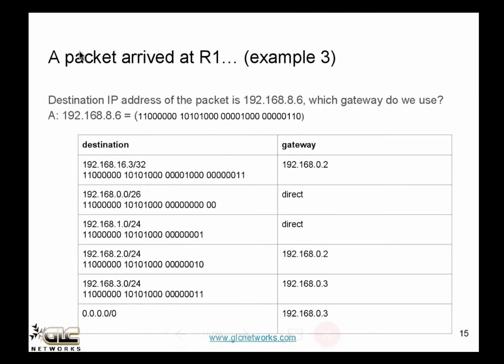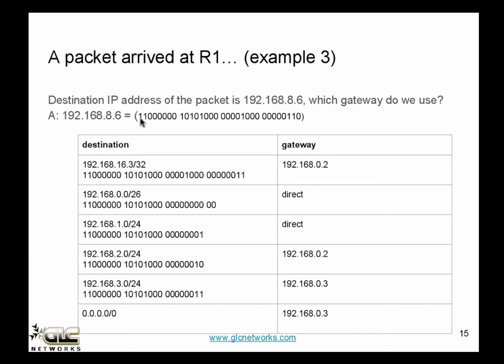Okay, so as you can see, a packet arrives at router 1. Because a router is a computer, right? The way they work is they are always thinking in binary. Whenever a packet comes in, the destination IP address of the packet is 192.168.8.6. Everything is binary in a computer, right? So you should turn this destination IP address, 192.168.8.6, into binary.